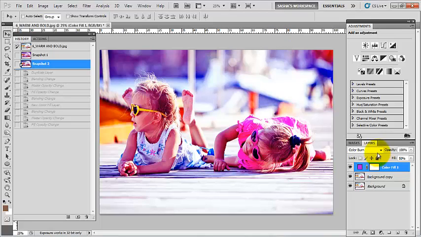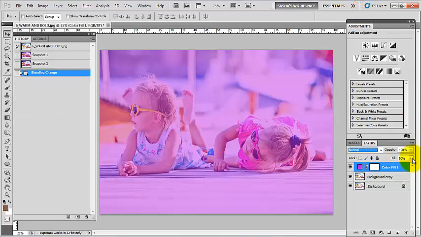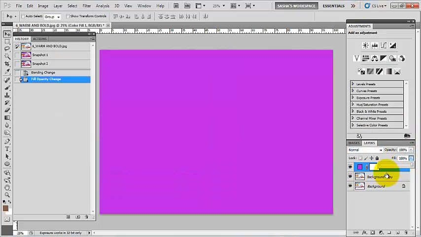So the first blend mode that we have here is normal. I'm going to push that back up to 100%. So this is normal, and this is just the blend mode as it is.